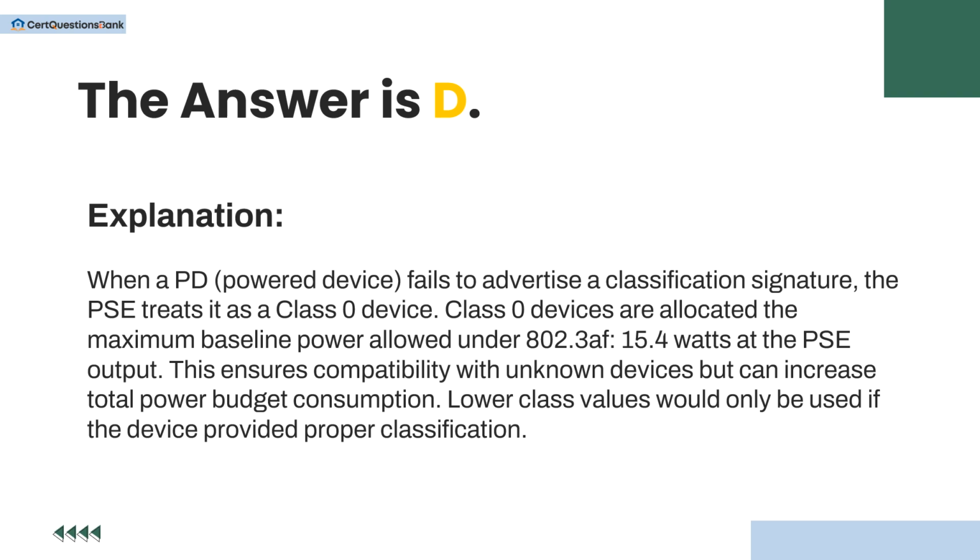When a PD-powered device fails to advertise a classification signature, the PSE treats it as a Class 0 device. Class 0 devices are allocated the maximum baseline power allowed under 802.3af, 15.4 watts at the PSE output. This ensures compatibility with unknown devices but can increase total power budget consumption. Lower class values would only be used if the device provided proper classification.